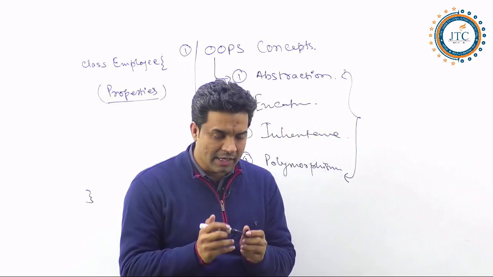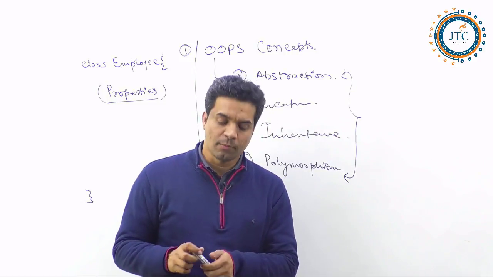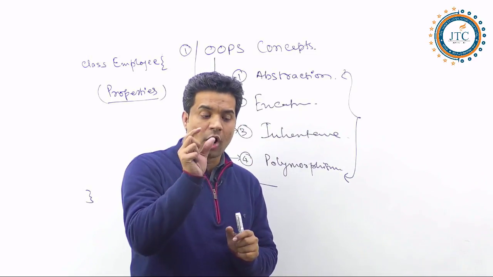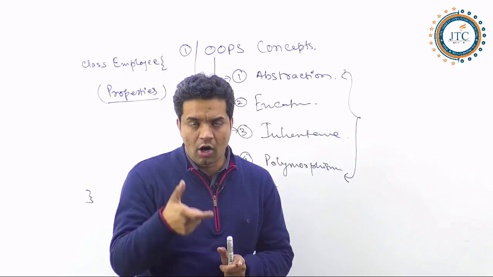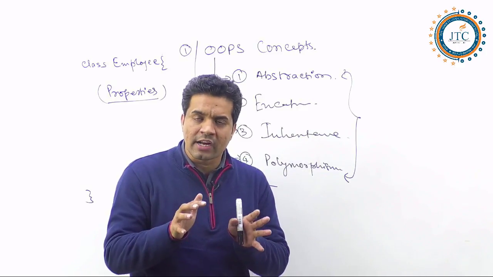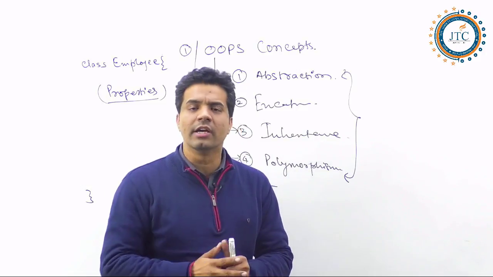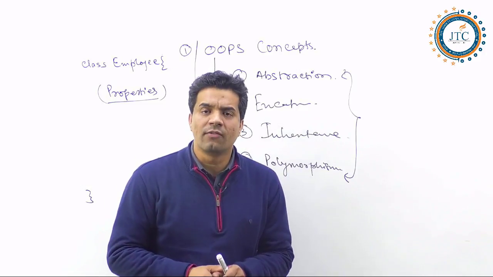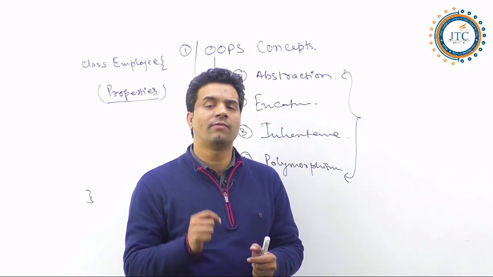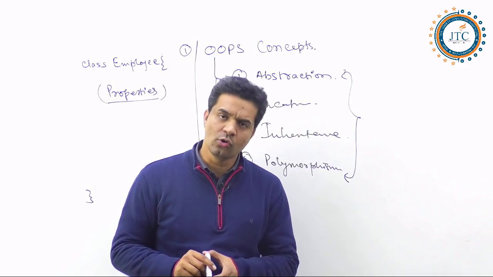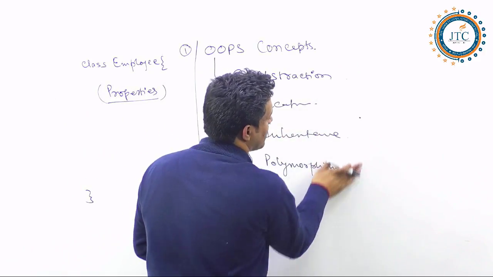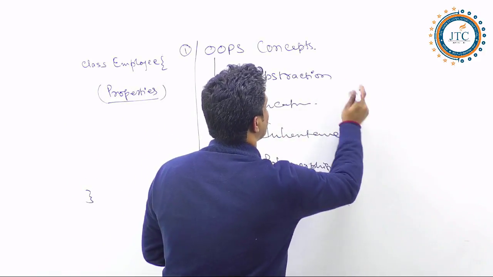Now let me come to the point: what I was talking about is abstraction. And one more thing, it's object-oriented programming, which means that everything we write and do is going to be in the form of objects. So what exactly is abstraction, and what is the need for it?